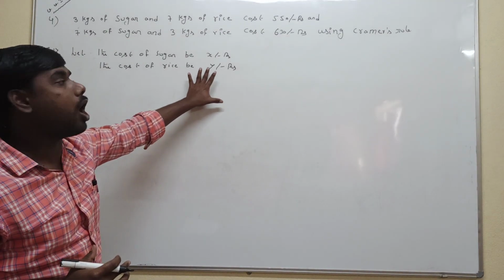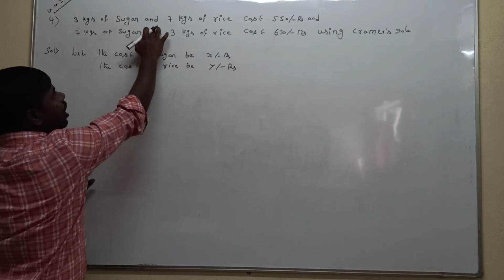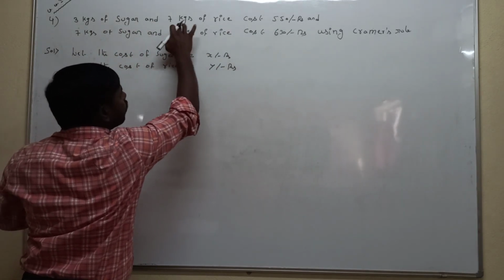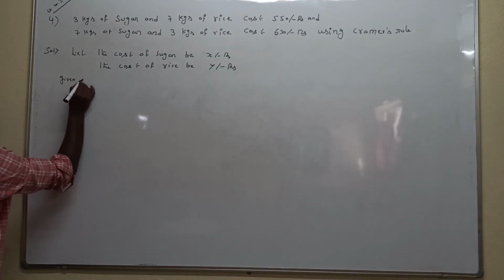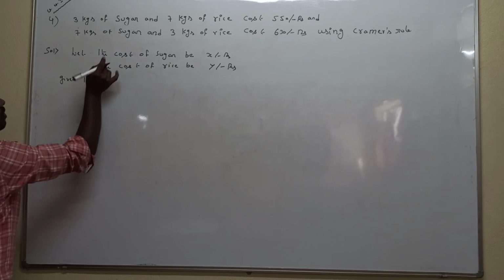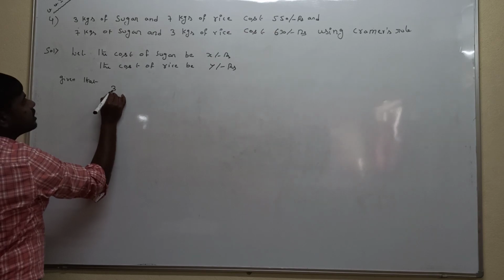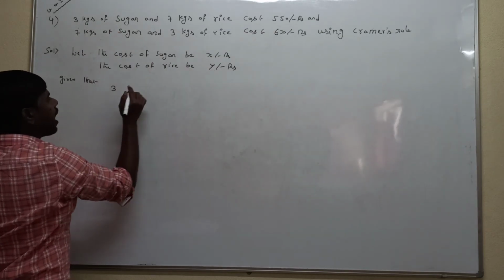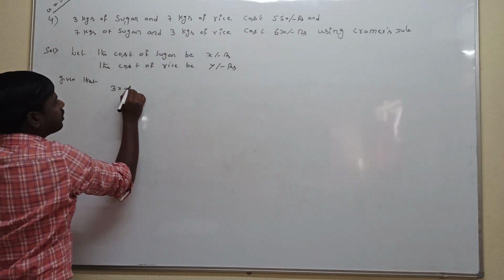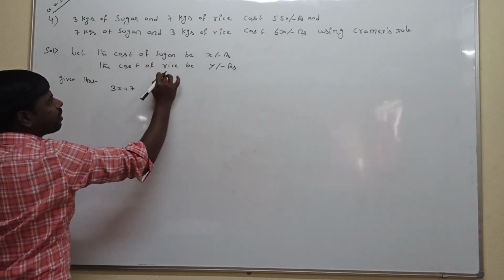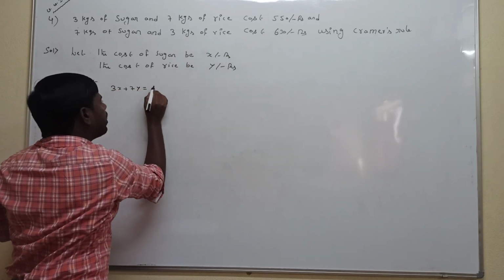According to the question, 3 kgs of sugar and 7 kgs of rice, the total cost they gave is 550 rupees. So the sum of the total cost value is 550. That's why for 3 kgs of sugar, what is 1 kg of sugar we assume? x. That's why 3x plus 7 kgs of rice, the cost of rice we assume y. So 3x plus 7y is equal to the total amount they have given.